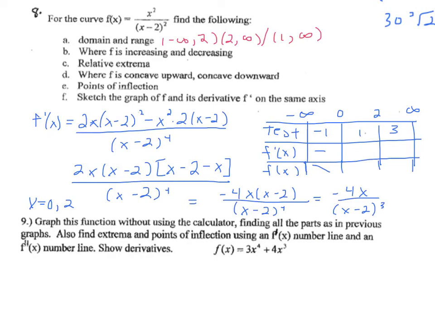If I plug in a 1, I'm going to get a negative number on the top and also a negative number on the bottom. So positive, increasing. If I plug in a 3, I'm going to get a negative number on the top, but a positive number on the bottom, so then I'll have decreasing. So it looks like I'll have a min at x equals 0, and I'll have a max at x equals 2.